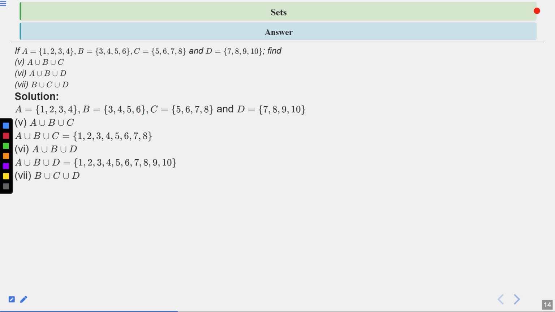Now, for 7, B union C union D, very simple. Collect all the elements from B, C and D. So, 3, 4, 5, 6 from B, 7, 8 from C, as we have already written down the 5 and 6 elements. Now, 7 and 8 have already been used. So, 9, 10. And this set will be my B union C union D. Clear?